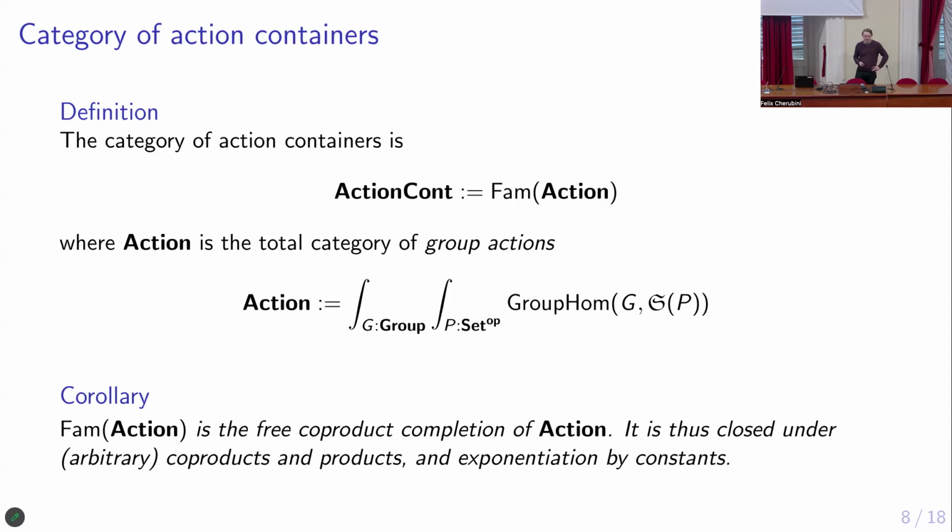But also, since we construct this category as a sort of FAM construction, or sometimes called the free co-product completion of a category, we get a bunch of nice properties for free, which are usually quite interesting. In particular, this is closed under co-products because, well, that's by definition. But also products with a little bit of work. I mean, if you can show that your base that you're taking the families over has products, then this lifts to families. But we can also exponentiate by constants in a particular sense.